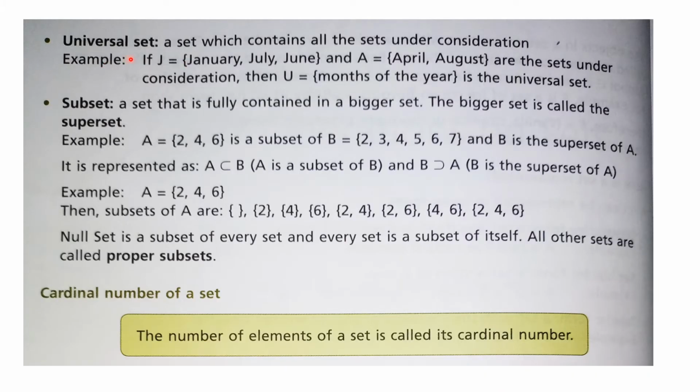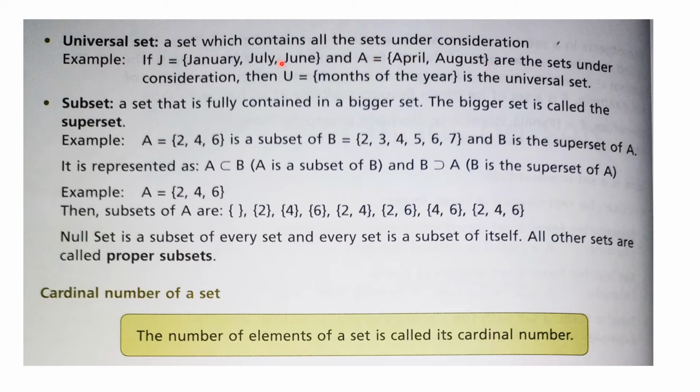Next one is universal set. So universal set is a set which contains all other sets under consideration. Under consideration means that if we have a set J, which has the names of months January, July and June, and then set A, April and August. So what would be the universal set?